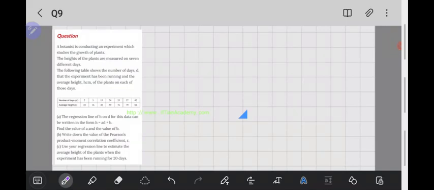Today we are given a question where a botanist is conducting an experiment studying the growth of plants. The height of plants is measured on 7 different days, and the table below shows the number of days D that the experiment has been running and the average height in centimeters of the plants on each of those days.